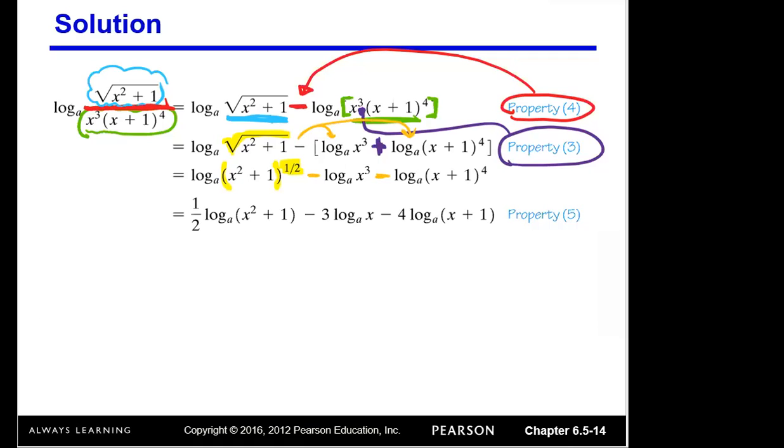And then the last thing that they're going to do is use property number 5, which says take all of your exponents. What's a good color? Let's use orange. Property number 5 says take your exponents, which would be this 1/2, this 3, and this 4, and fly them out in front of their own logarithm. So here's the 1/2, here's the 3, and here's the 4. And then that's your final answer. 1/2 log base a of x squared plus 1 minus 3 times log base a of x minus 4 times log base a of x plus 1.